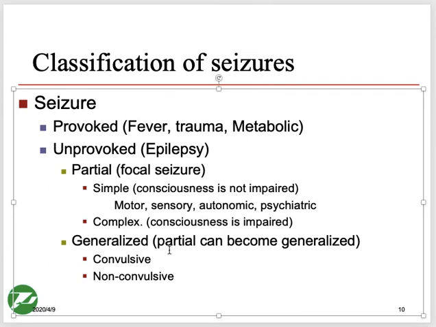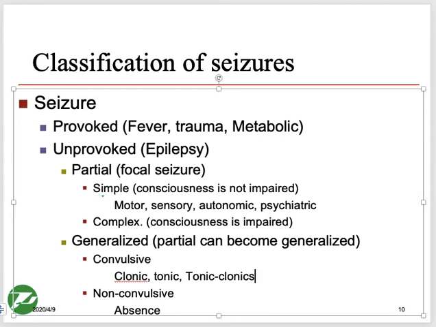Whereas non-convulsive, one of the examples for non-convulsive is absent seizures. I will discuss this one later. Many people have it, like kids have it. Okay, convulsive can be clonic, can be tonic, can be clonic tonic, or tonic clonic. You can say anything. Can be myoclonic, and can be atonic.